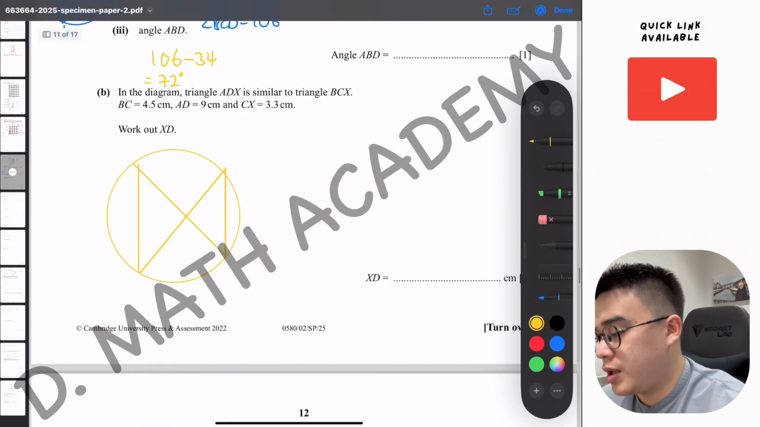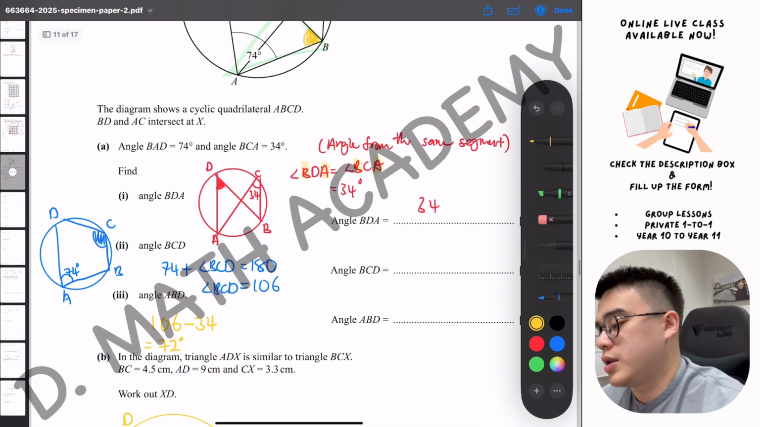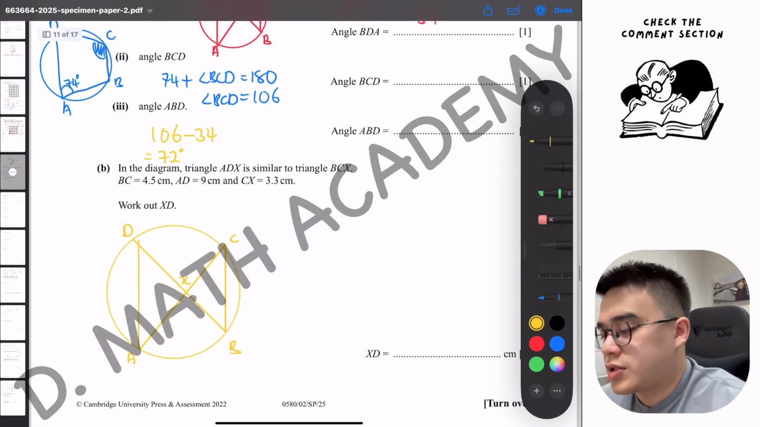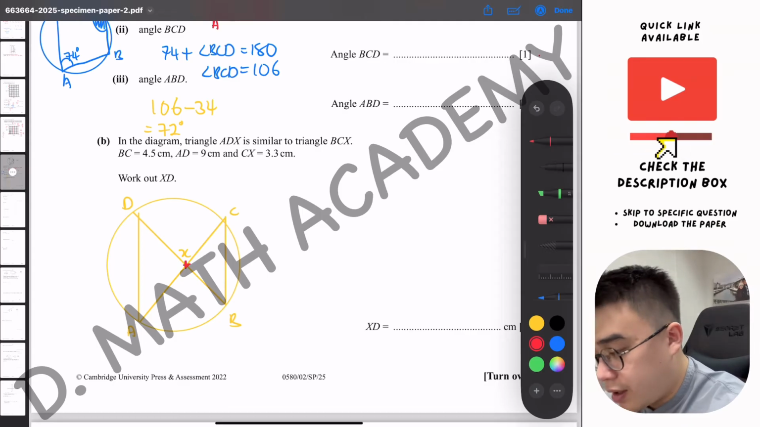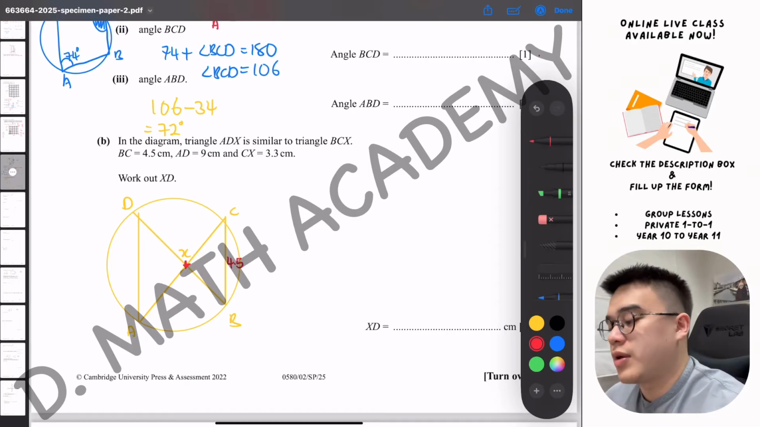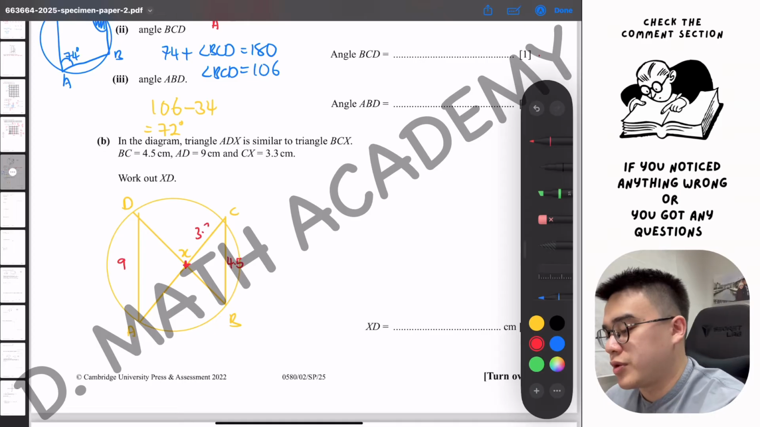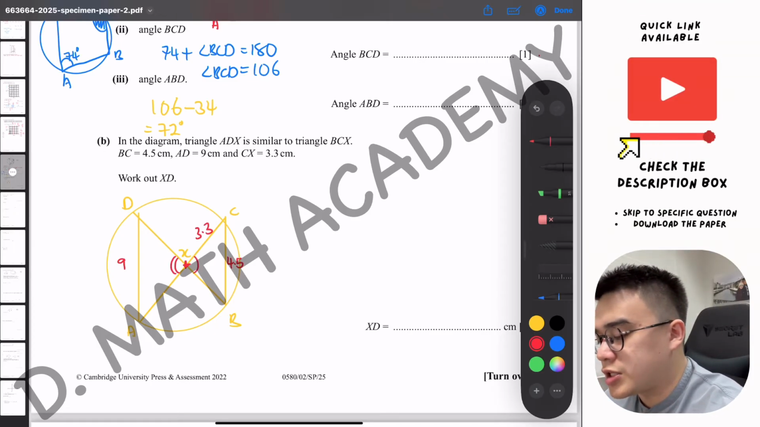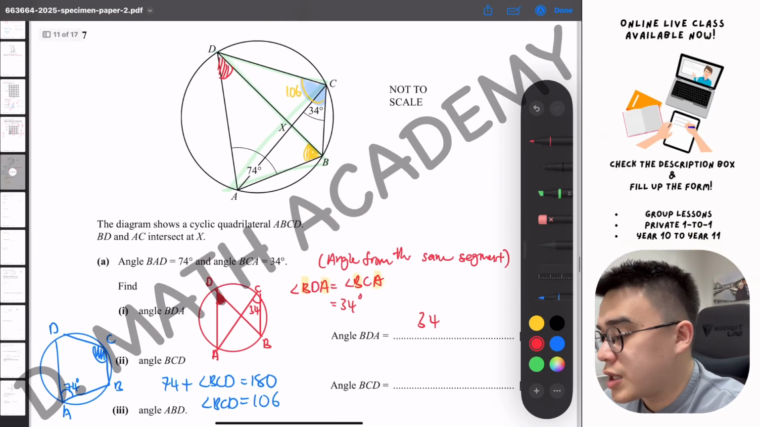So ADB, and then C and X at the middle. Okay, things to take note of now is that we have this angle here. BC is 4.5, AD is 9, and CX is 3.3. One thing that I have to point out to you is that the angles that they shared here are the same.